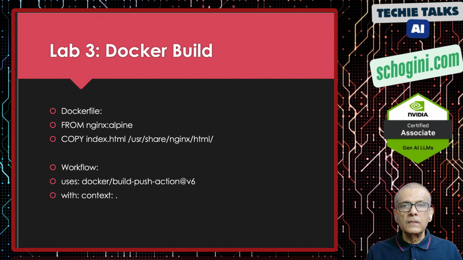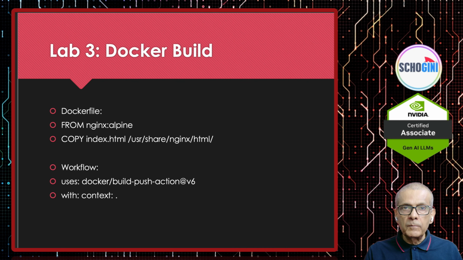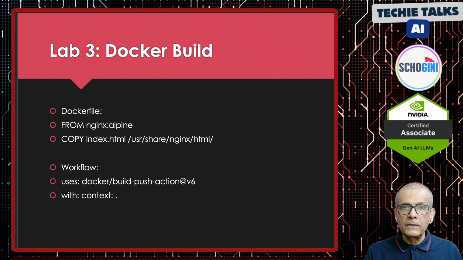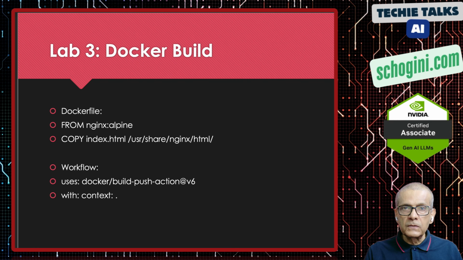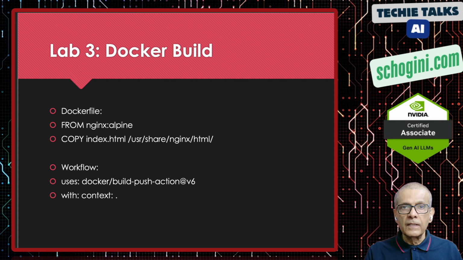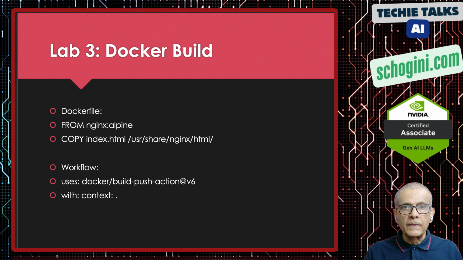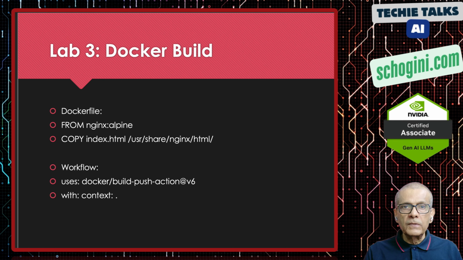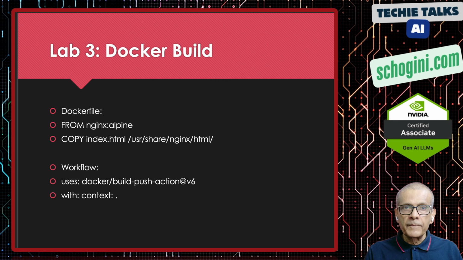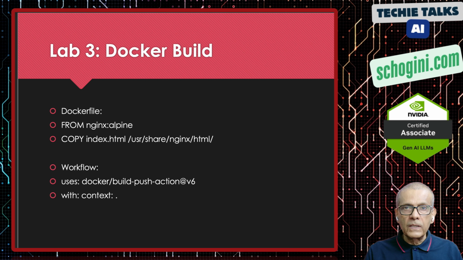Okay, so next is lab 3, Docker build. Next, we automate Docker builds, add a simple Dockerfile using Nginx, then create a workflow that uses docker/build-push-action v6 with context full stop. This builds your Docker image automatically whenever you push. You will see all the build steps logged in GitHub Actions, as if you were running Docker locally.